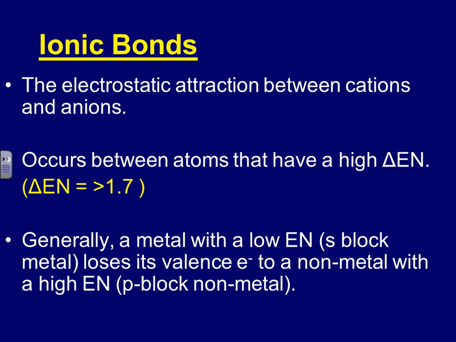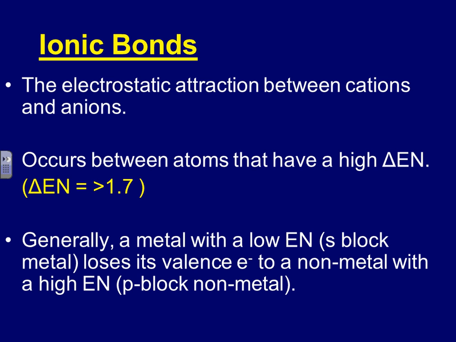Ionic bonds take place if there's a high delta EN. Again, recall electronegativity is that number on our periodic table. It's a number that relates how good an atom is at pulling electrons. High electronegativity means it has a strong pull on that pair of electrons in that bonded scenario. If we've got a great difference in the electronegativity, then it's not a fair fight, and the one with the high electronegativity is pulling that electron or pair of electrons away from the other atom.